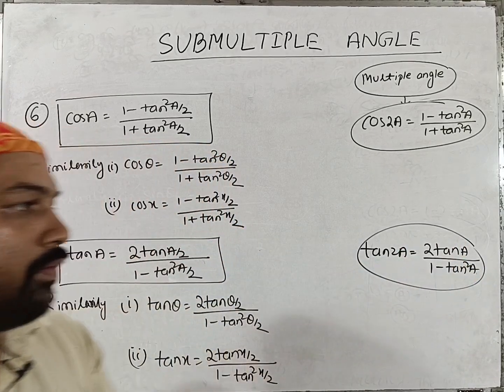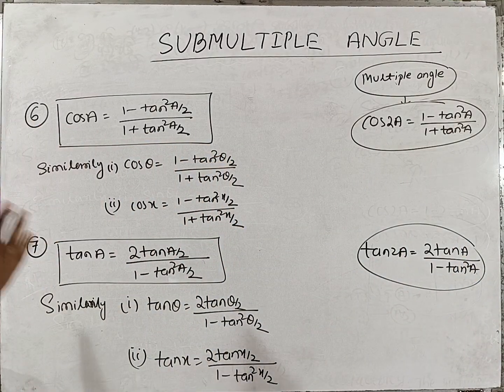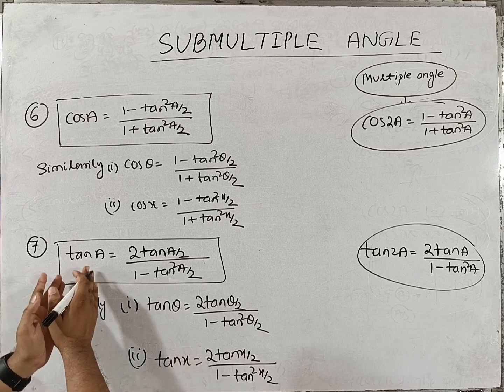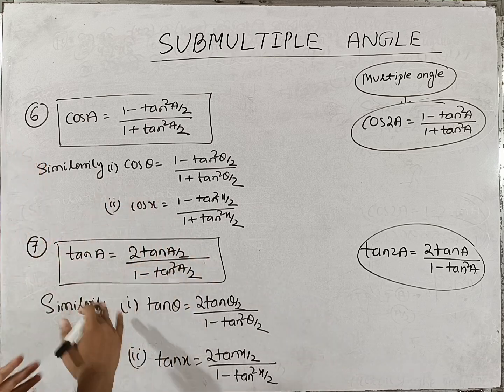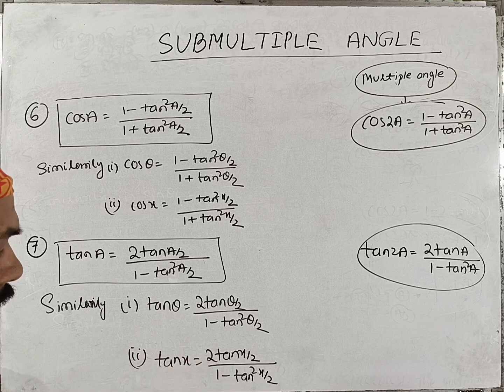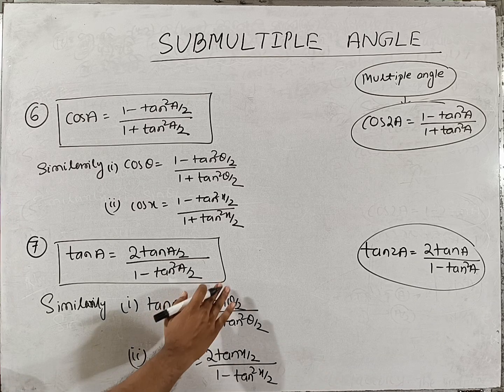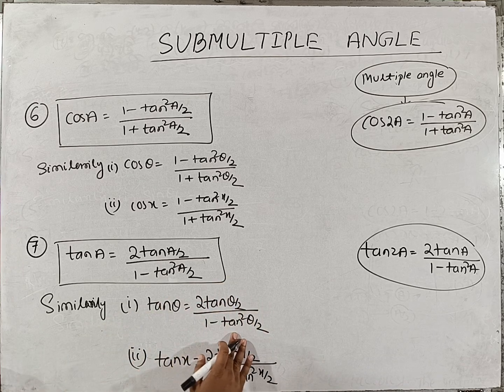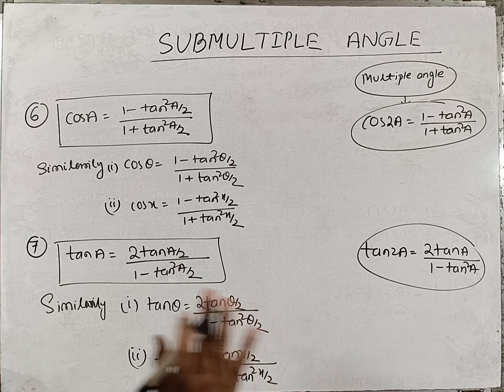And again in the tan formula, we know from the multiple angle topic that tan 2A is equal to 2 tan A divided by 1 minus tan square A. And in the submultiple angles topic, it will be tan A is equal to 2 tan A by 2 whole divided by 1 minus tan square A by 2. In case of the angle theta and x, it will be tan theta is equal to 2 tan theta by 2 whole divided by 1 minus tan square theta by 2, and tan x is equal to 2 tan x by 2 whole divided by 1 minus tan square x by 2.